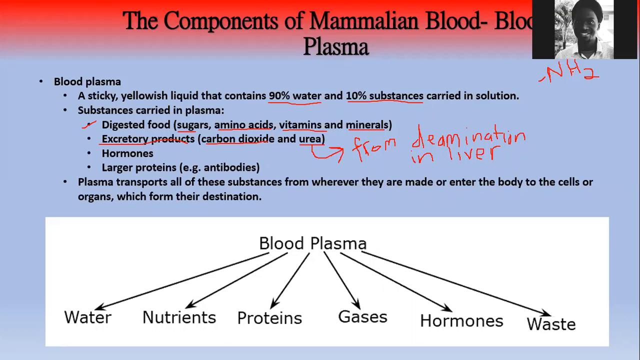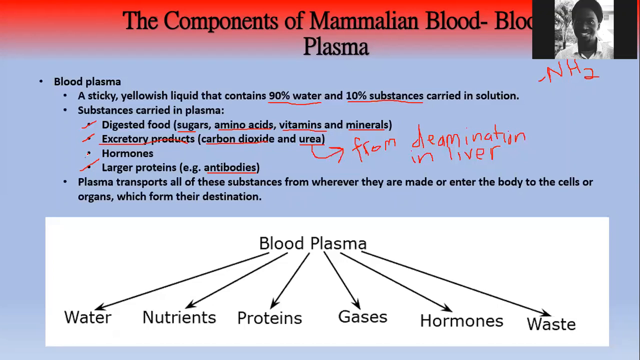So these are nitrogenous waste products, and they have to be excreted, but they have to be carried in the blood to the kidneys for excretion. So all these are carried in blood plasma. We also have larger proteins that are carried in blood, like antibodies that fight infection. Later on we would see how the antibodies actually fight off the infection.